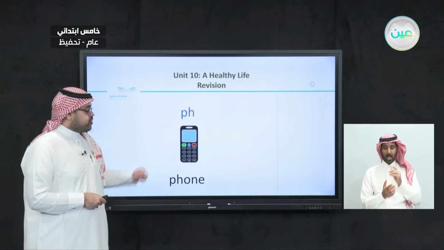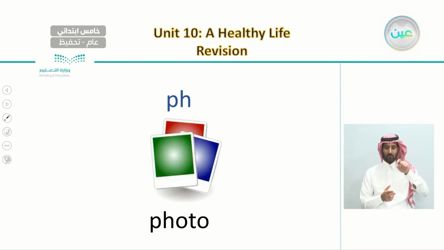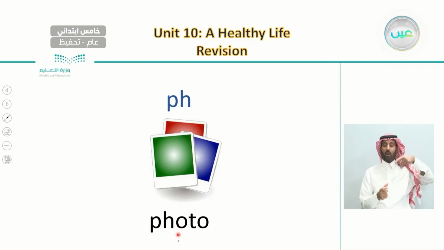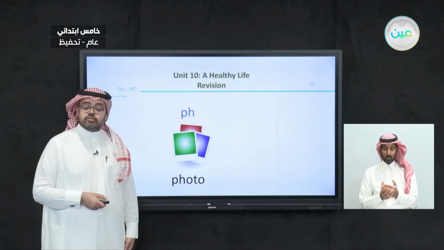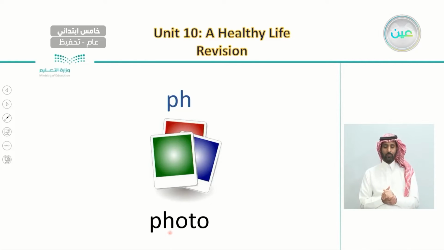For example, let's have a look at this word: phone. Say after me, phone. Here we can see phone starts with P and H. The second word that starts with P and H is photo. Say after me, photo. Here as well, photo starts with P and H and is pronounced with the F sound.